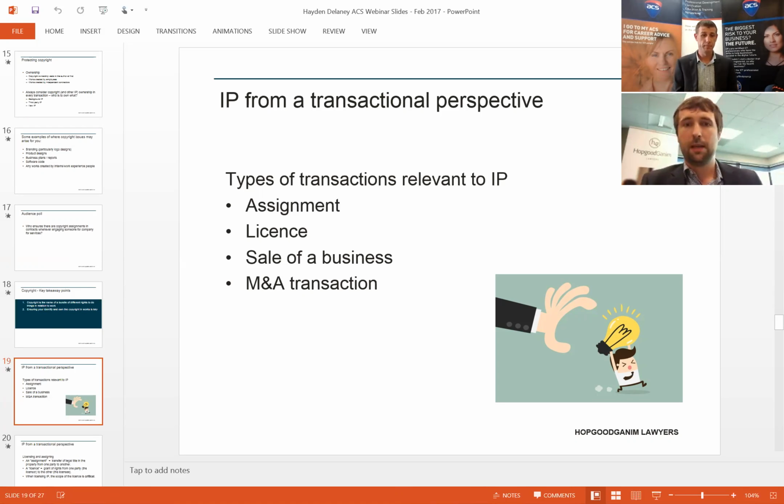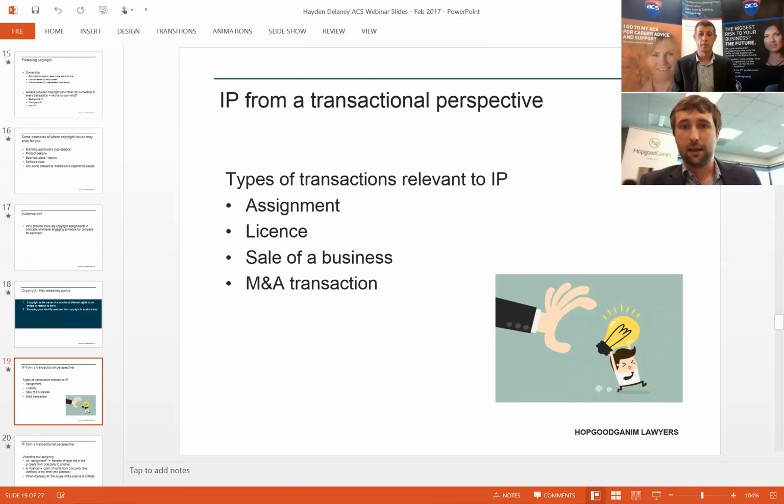Okay, and that's probably a good segue into IP transactions. You mentioned licenses. The key types of transactions relevant to IP are assignments. When I assign my IP, I've legally transferred it from one person to another. Once I've assigned it, I don't own it anymore. I have no rights of ownership to it. Someone else owns it. Just like if I own a house and I've sold it to someone else, I can't go in and just live in that house anymore. I've sold it. Same with IP.